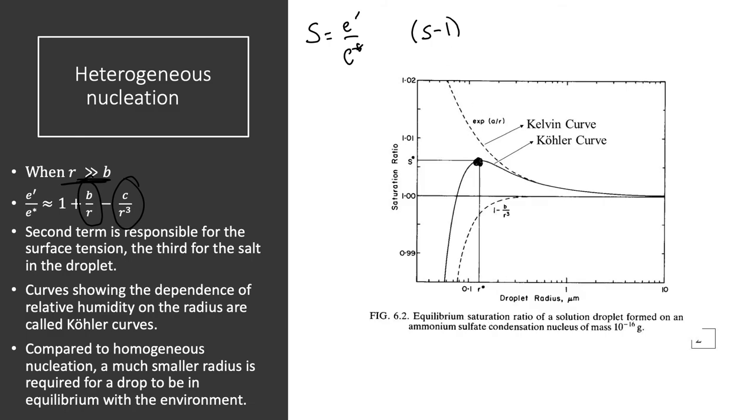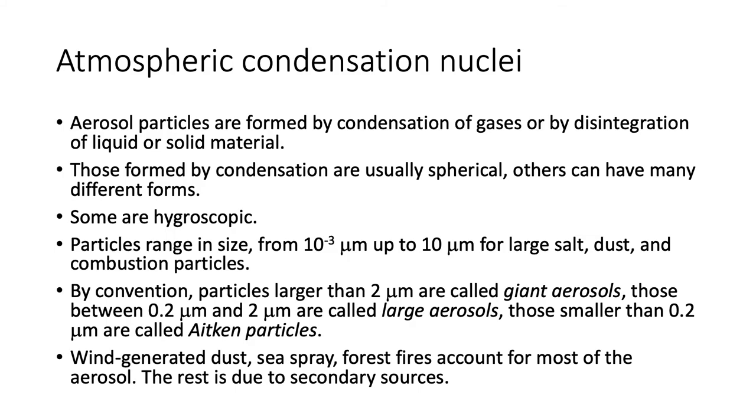Once you are below this, then you tend to decrease the size of your droplet. Once you're above this, then you tend to increase the size of your droplet, okay? Compared to the case where you have only homogeneous nucleation, now you need much, much less supersaturation in order for the drop to be in equilibrium with its surrounding environment.